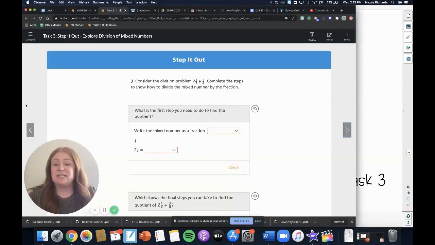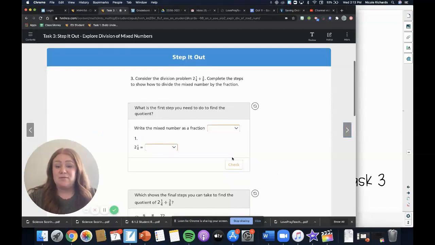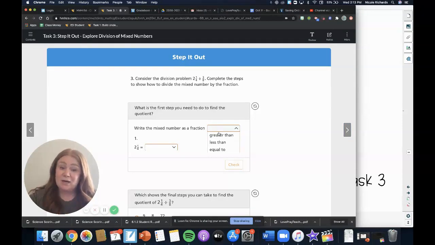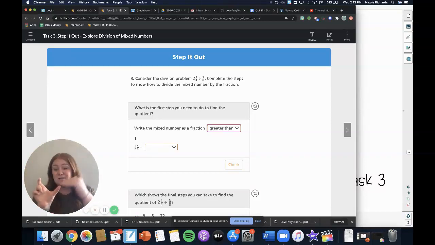So let's go ahead and look at task 3. So first we had to write the mixed number as a fraction that is bigger than 1. So tell me what that was. 4 pieces in each whole thing. So 2, we have 2 wholes. Add 4 pieces. 4 pieces is 8. And we have 1 more piece, 9/4.